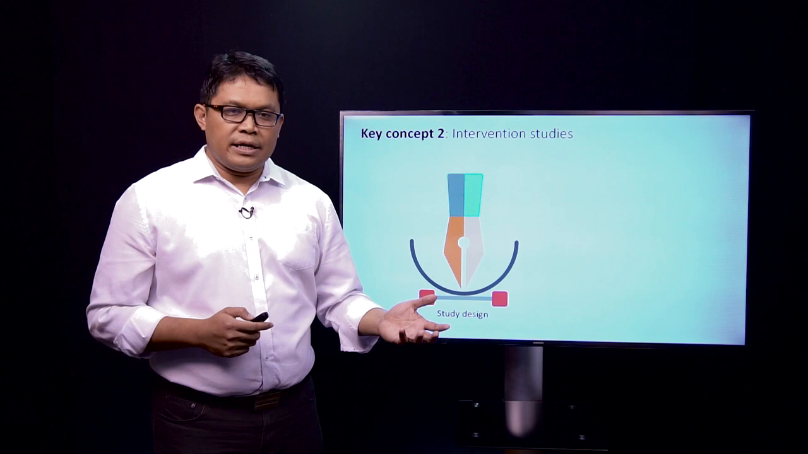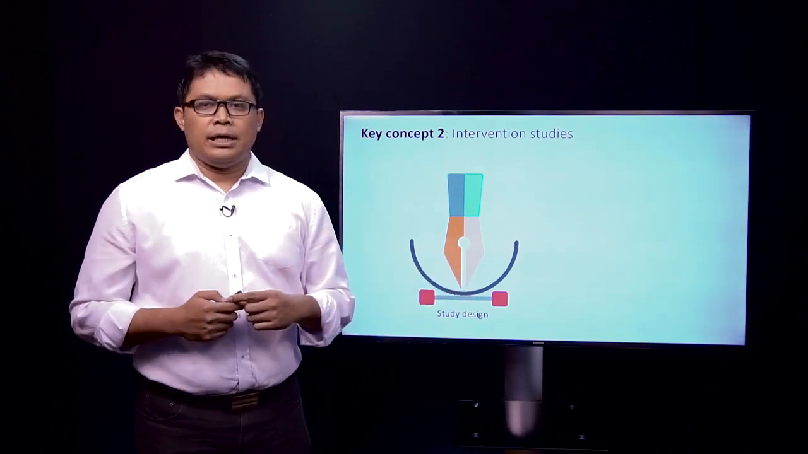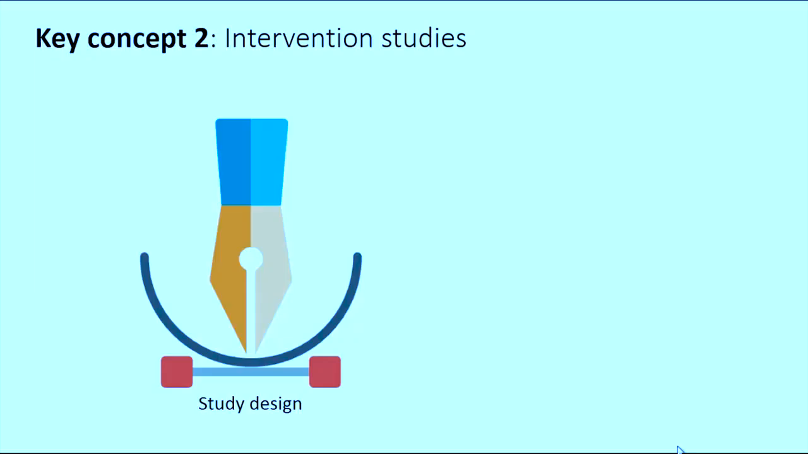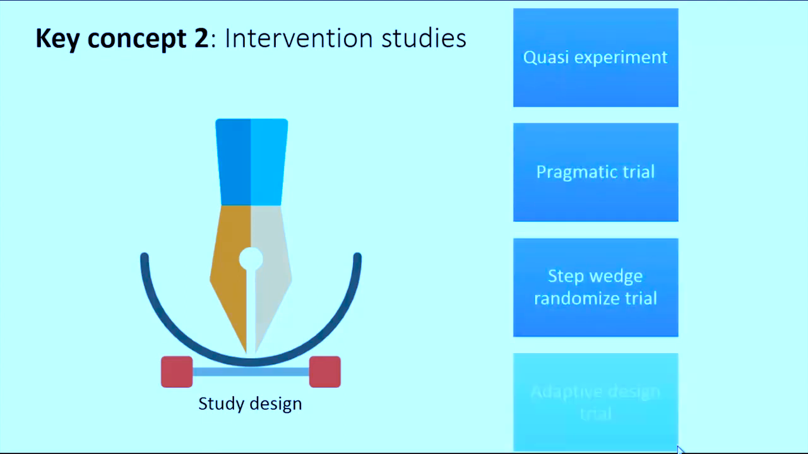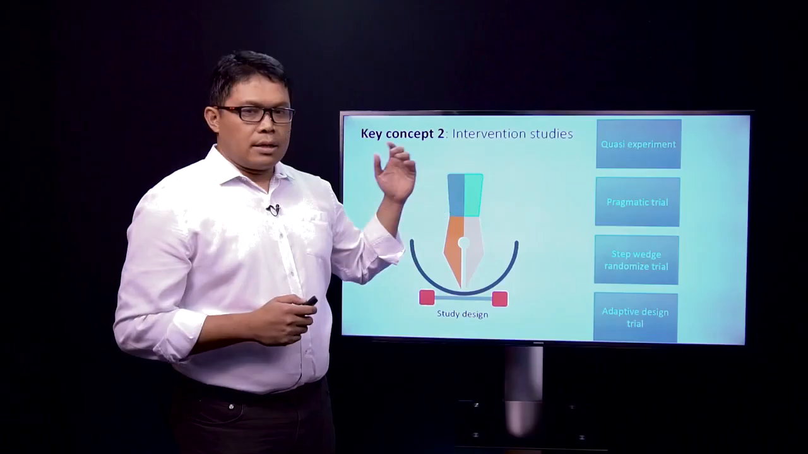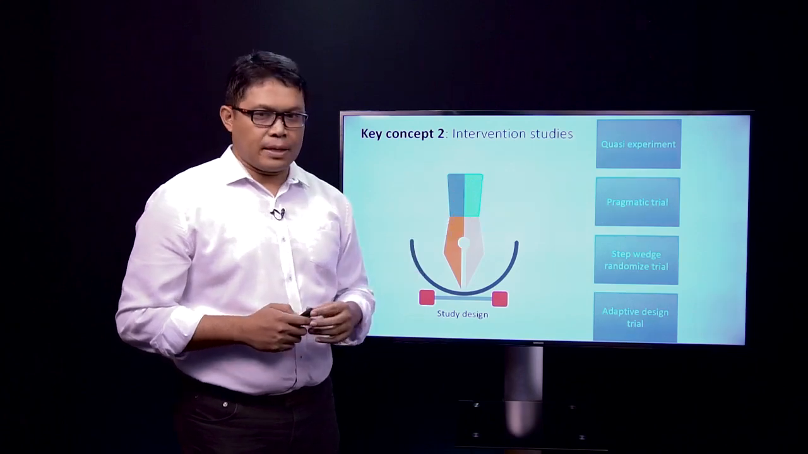In the intervention study, there are several experimental studies which are commonly used in implementation research. For example, quasi-experiment, pragmatic trial, stepwise randomized trial, and adaptive design trial. This by no means is an exhaustive list of different study designs used, but this is more about commonly used study designs in implementation research. I will describe these different study designs one by one.